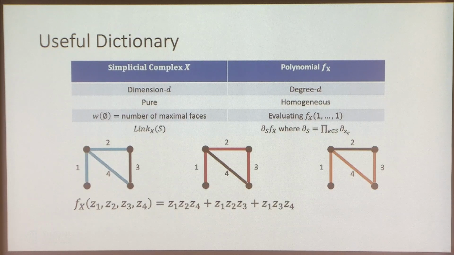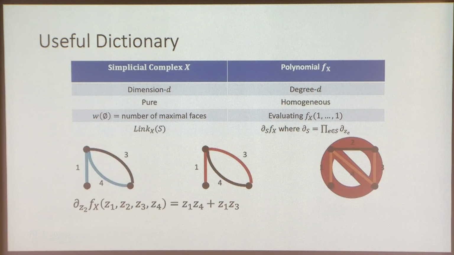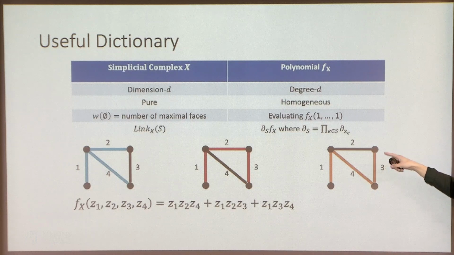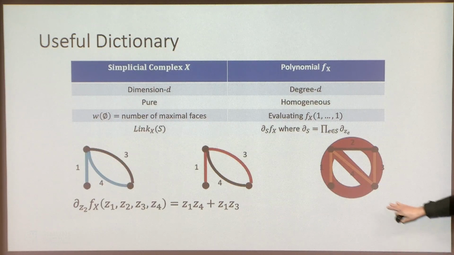Another example is if you want to differentiate with respect to, say, z2, then you just contract this edge because you always want that in your spanning tree. And then since this one does not contain 2, that's not allowed, and we're only left with monomials corresponding to the spanning trees of the contracted graph.